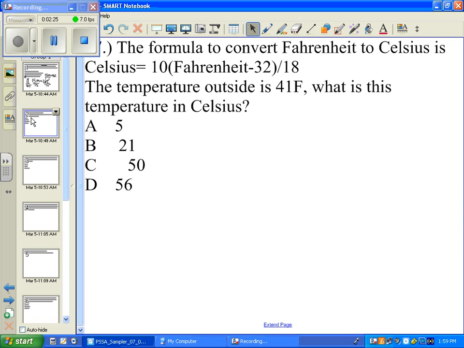This is number 17. The formula to convert Fahrenheit to Celsius is Celsius equals 10 times Fahrenheit minus 32 divided by 18. They're telling us that the temperature outside in Fahrenheit is 41 degrees. And they're asking us to make the conversion to Celsius. What is the temperature in Celsius?